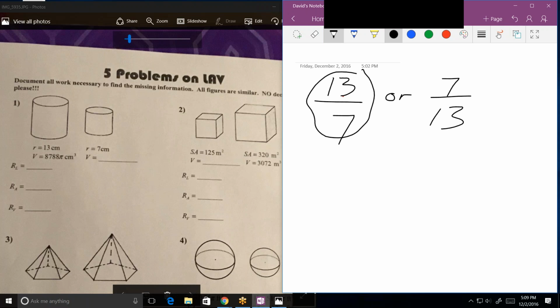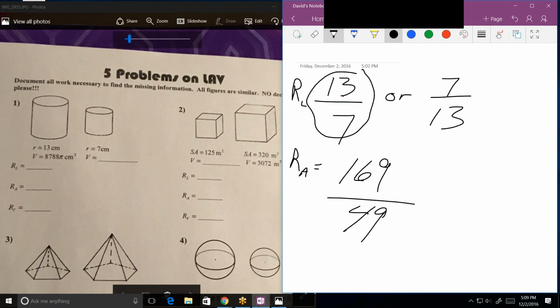So what's the area ratio here? It would be, with the 13 on top or the 7? I like going big to little. Let's go big to little. Okay, then it would be 169 over 49. So that is the area ratio. That first one is the linear ratio.